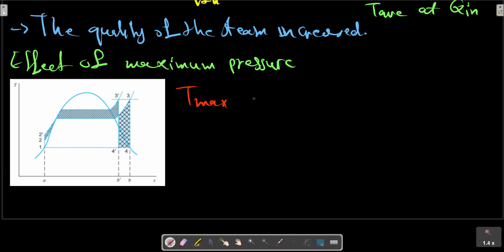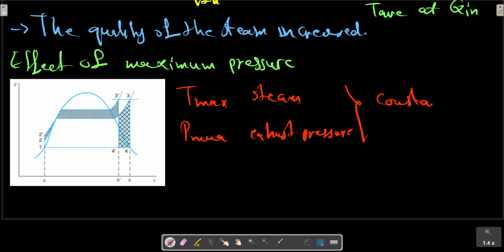T max, the effect of steam, and P max, the influence of the maximum pressure, with the exhaust pressure constant. The heat rejected decreases by the area B prime 4 prime 4 B prime. This area analyzes the maximum temperature of the steam as well as the exhaust pressure.